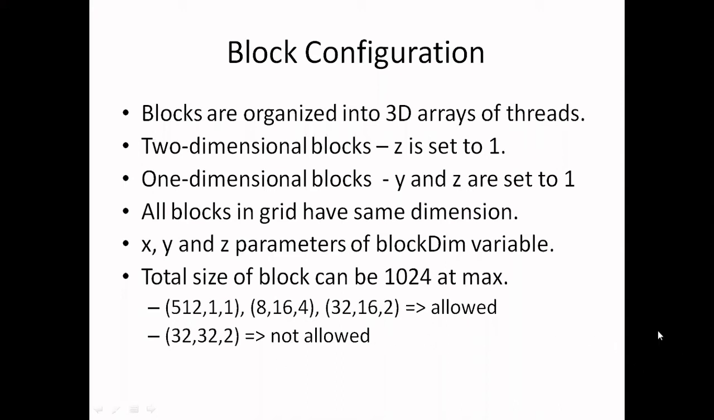Okay, no issues. So these are some of the examples. You can see the total number of threads allowed in a block is 1024 only. So you can have any type of configuration for each block. It can be 512, 1, 1 or 512, 2, 1, 8, 16, 4, 32, 16, 2, whatever, they are allowed. If some configuration you make exceeds 1024, then it will not be allowed.